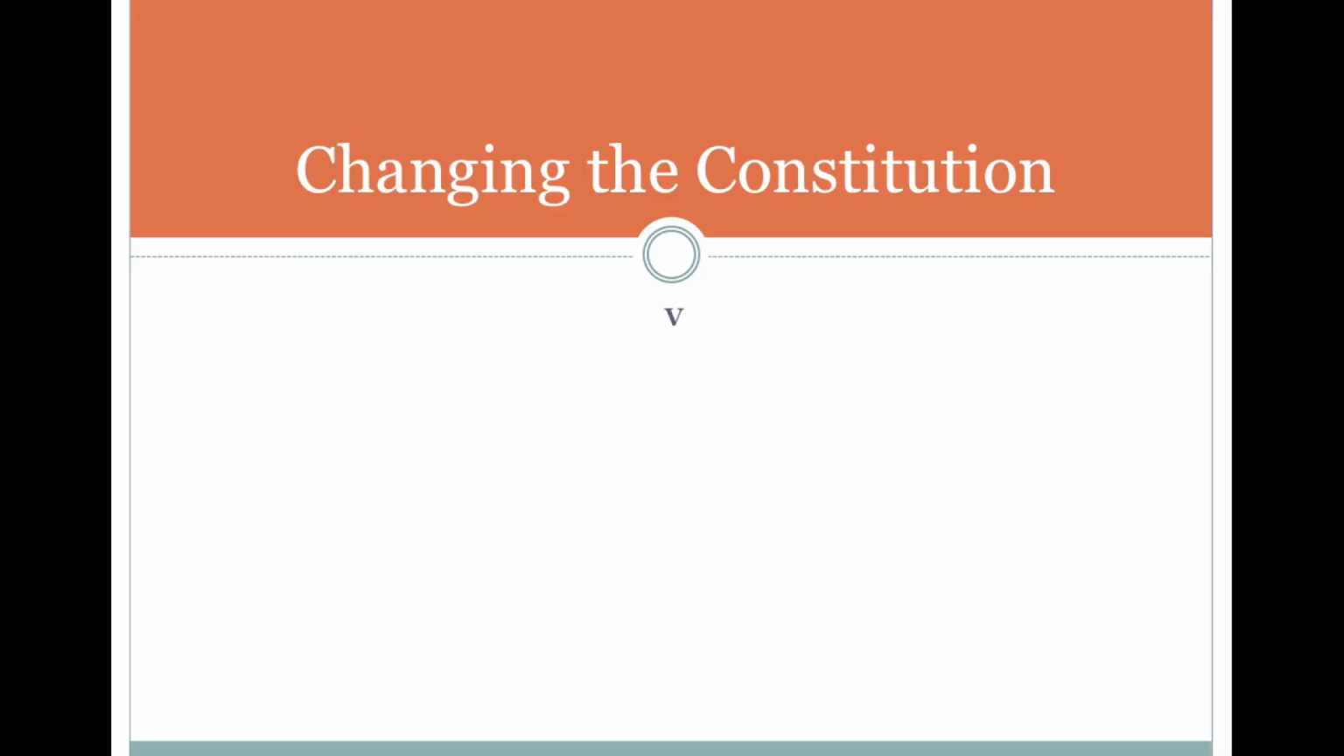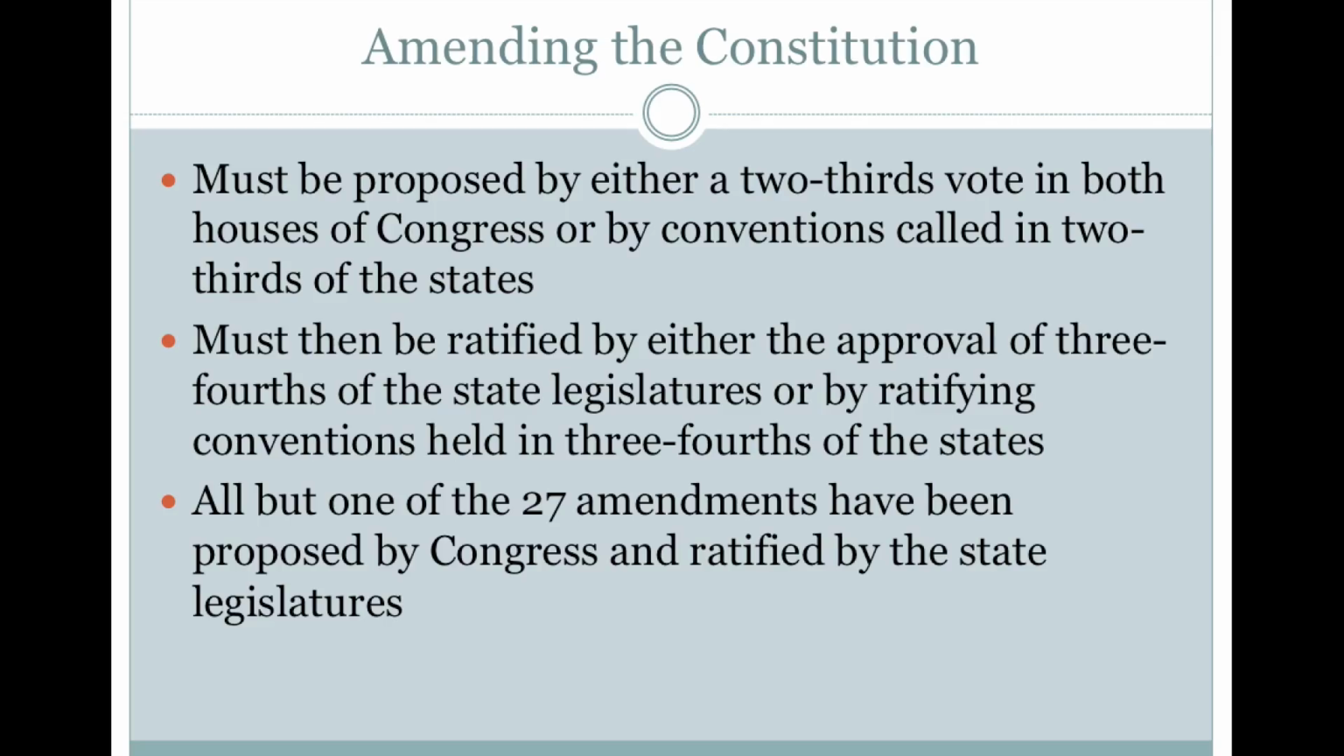Changing the Constitution. So, in order to amend the Constitution, an amendment must be proposed by either a 2/3 vote in both houses of Congress or by conventions called in 2/3 of the states. Then, it must be ratified by either the approval of 3/4 of the state legislatures or by ratifying conventions held in 3/4 of the states. However, all but one of the 27 amendments have been proposed by Congress and ratified by the state legislatures.